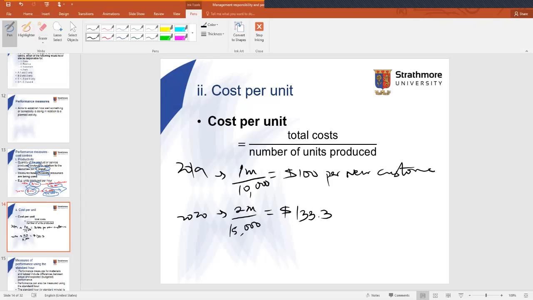And in this case, we can now critique. The company was incurring a cost of $100 per new customer, and now we incur a cost of $133.3. Therefore, as a company, we are becoming worse off as time goes by. Why? Because you used to incur less cost to attract new customers, but this year, 2020, you're incurring more cost. Therefore, we may want to ask the marketing manager, the marketing director, why this is the case, that we are spending more money to attract more customers, but if anything, getting a new customer is becoming more expensive.